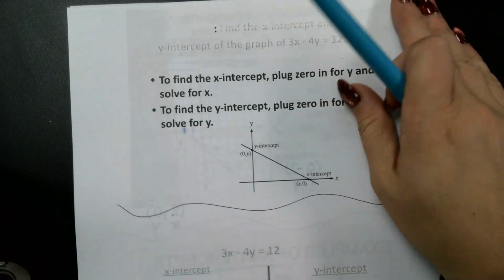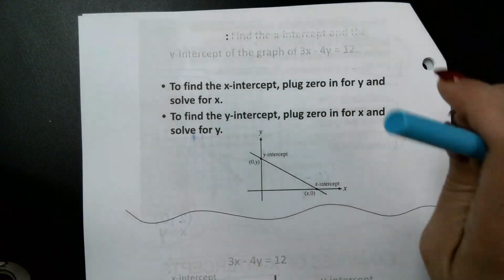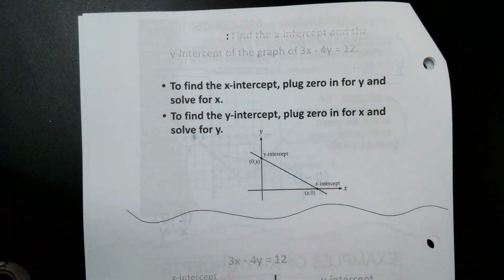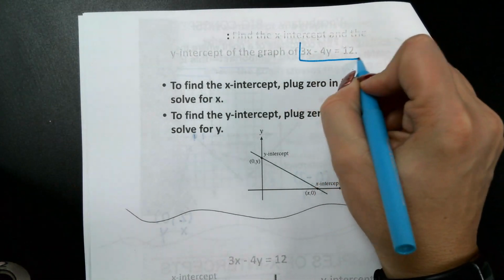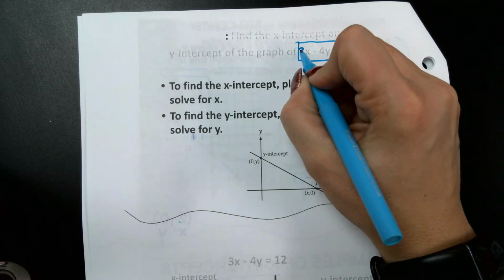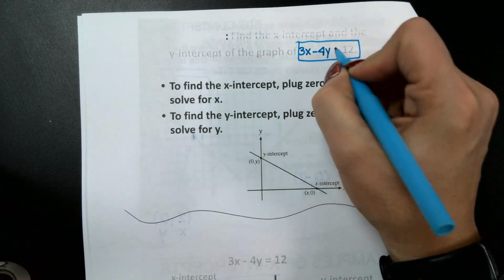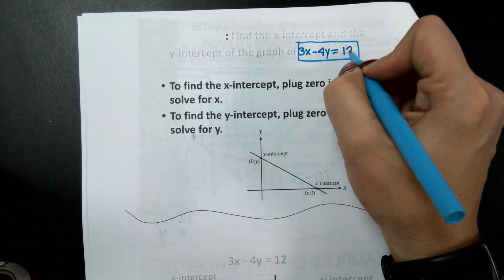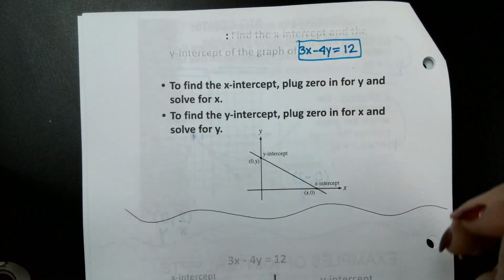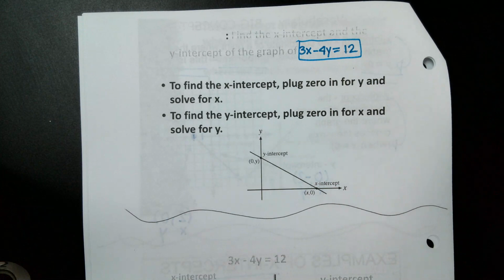Okay, so now instead of me giving you a picture, I am going to give you an equation. I don't know if you guys can see this very well. You might want to write over it. It printed pretty light. But the equation in that box says 3x minus 4y equals 12.